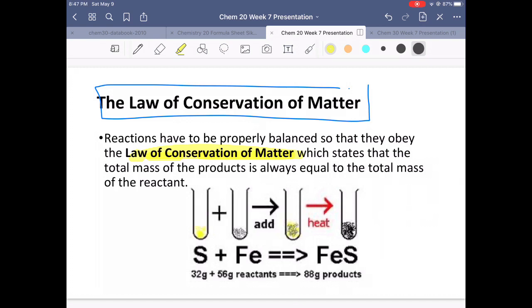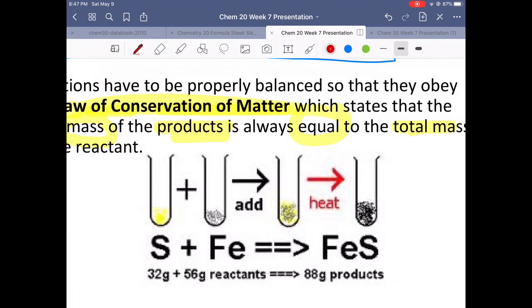So that means this law of conservation of matter is a big deal. In other words, the total mass of the products is always exactly the same as the total mass of the reactants. And the diagram that I just showed you here below is just saying, hey, if I take 32 grams of sulfur and I react it with 56 grams of iron, I don't end up with sulfur and iron. Instead, I have a new substance called iron(II) sulfide. But the total mass of it has to be 32 grams plus 56 grams added together. In other words, 88 grams.